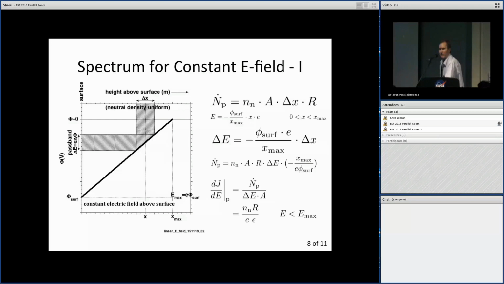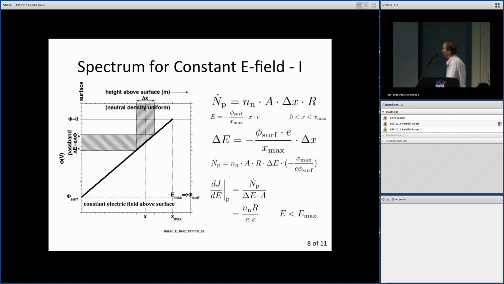So the flux at the surface of photoions with energies between E and E plus delta E is proportional to the exospheric volume between the two heights corresponding to the energies E and E plus delta E. This is because the exosphere is the source of the photoions.